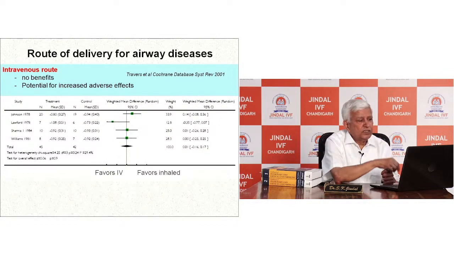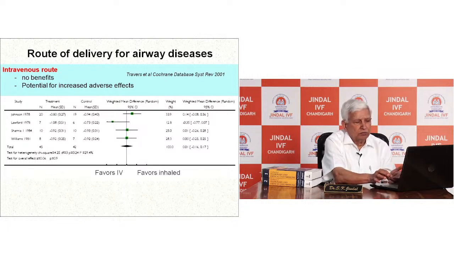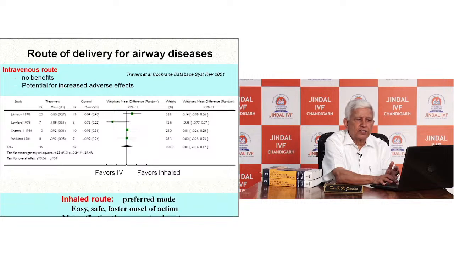So as you can see in this Cochrane review database, you see the comparison between intravenous and inhaled routes, and there is really no difference between the intravenous and inhaled routes, and I had shown you that earlier in the pharmacokinetic graph as well. Practically, the intravenous route has no benefit as far as airway diseases are concerned, and the potential for side effects is much less, you see.